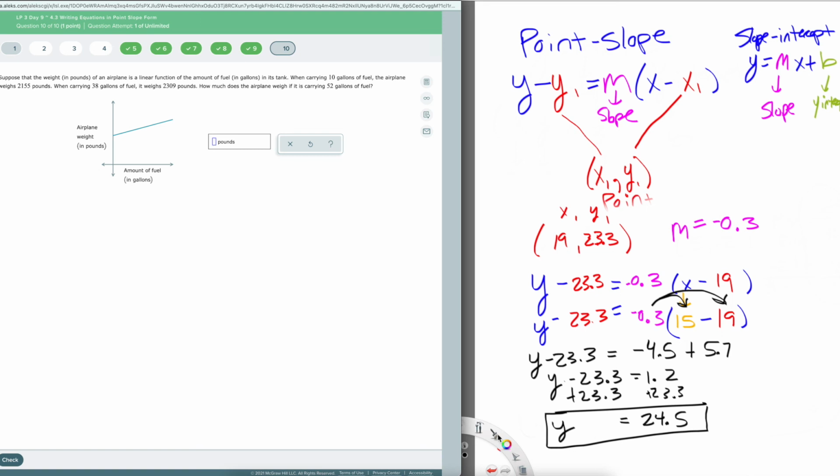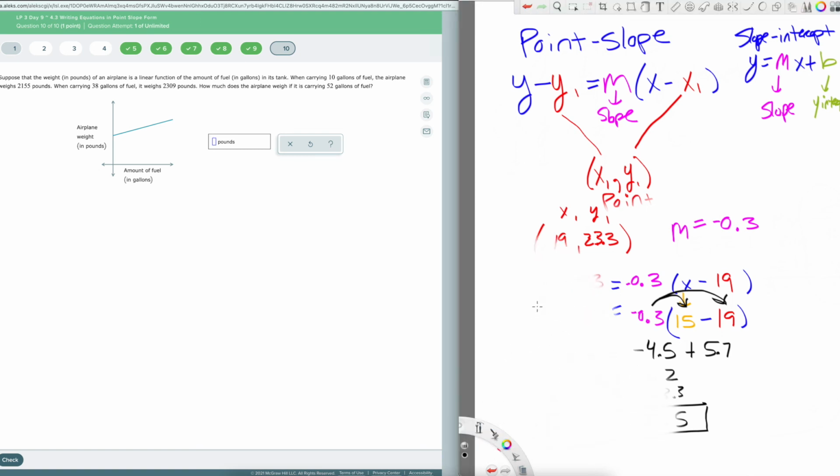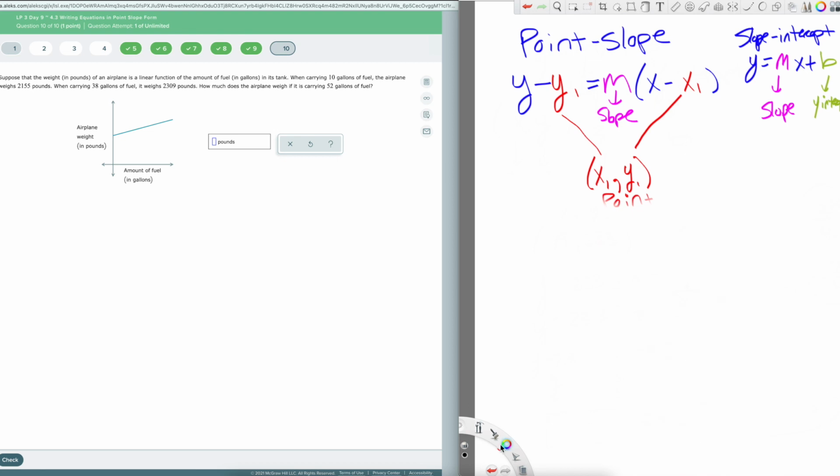Let's erase some of the stuff. So we're given 2 points, actually. We know when it carries 10 gallons of fuel, remember that's my x, that it is 2,155 pounds. This is going to be one of my points. I'm also told, there's another xy here, that when it's 38 gallons of fuel, the plane weighs 2,309 pounds. So I have 2 points here.